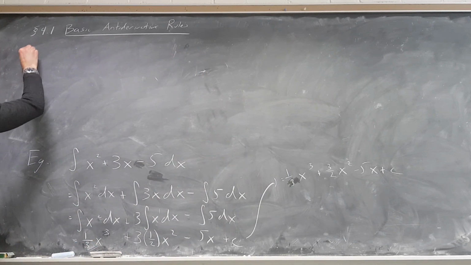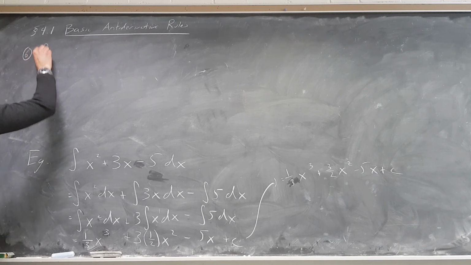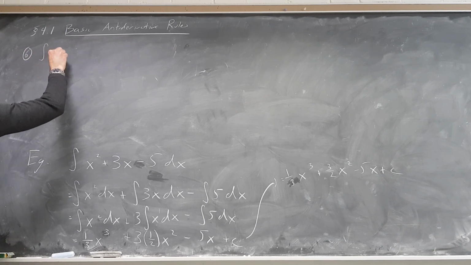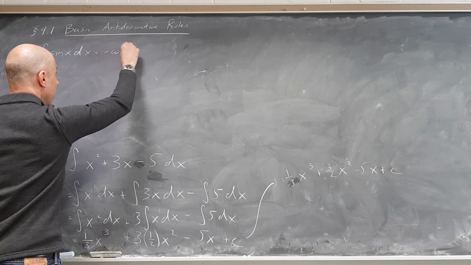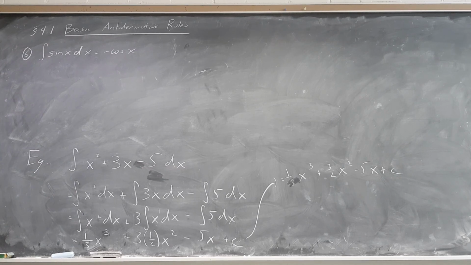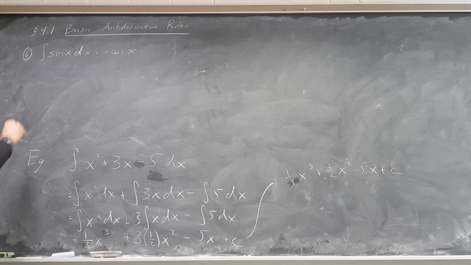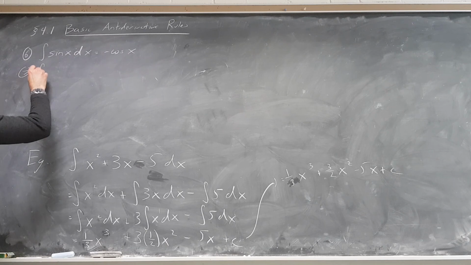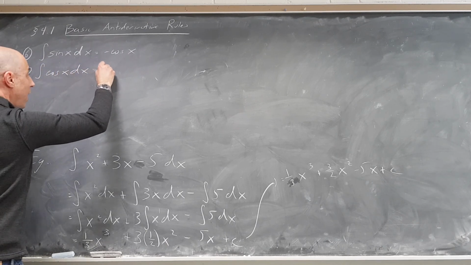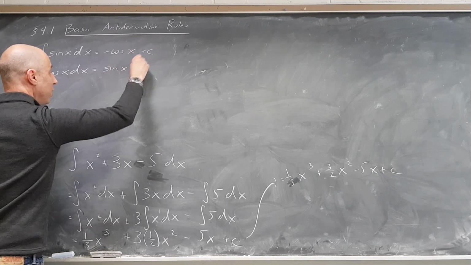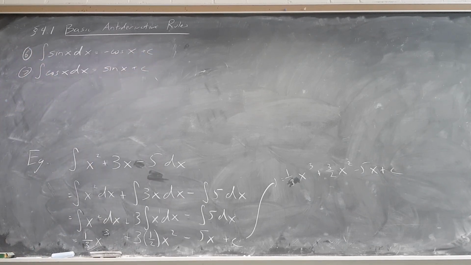Rule number 6, the antiderivative of sine x is negative cos x. The antiderivative of cos x is positive sine x. Oh, forgot my plus c. So the antiderivative of sine x is negative cos x. The antiderivative of cos x is positive sine x.